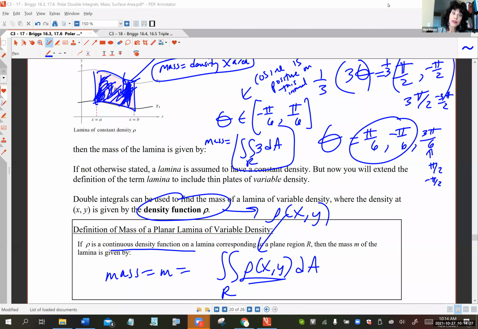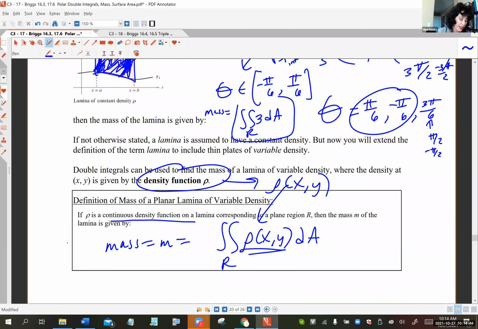Hey, welcome to another fantastic day in Calculus 3. We're going to be wrapping up mass of a planar lamina. Then we're going to be looking at another application of double integrals, which involves surface area of a surface. And then hopefully we'll get into something else too, like triple integrals.